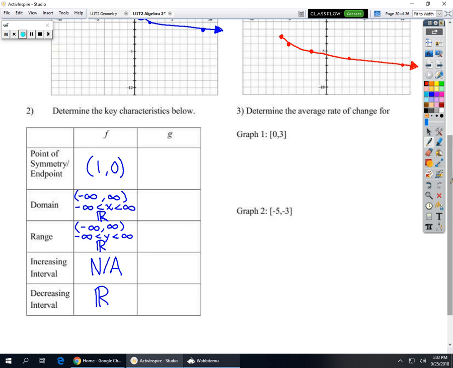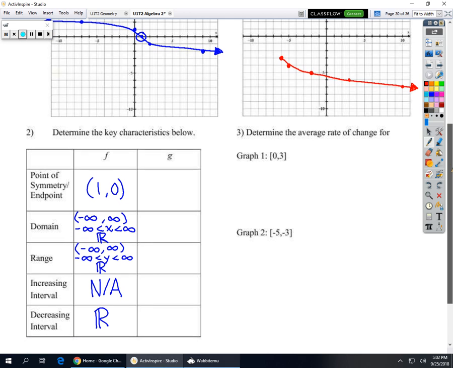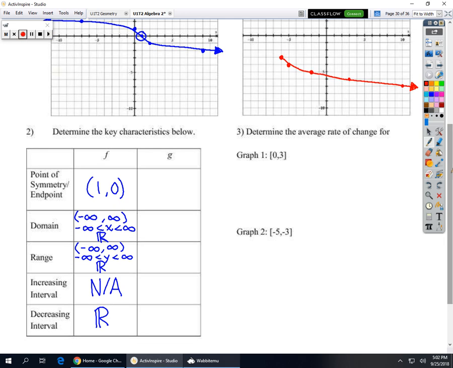Let's go to G. So G is a lovely square root graph. It's kind of upside down. Well, this one, I don't want the point of symmetry. I want the endpoint. So the endpoint is right there. So that is -6, comma, -3. So -6, comma, -3. That's a really easy question.